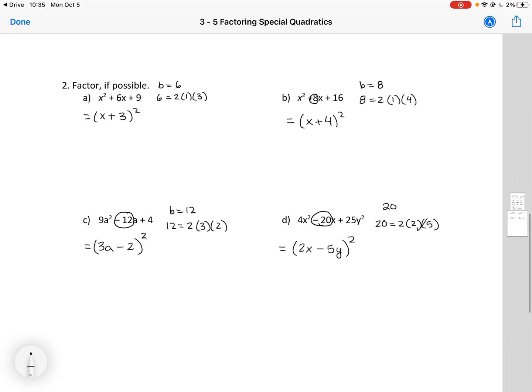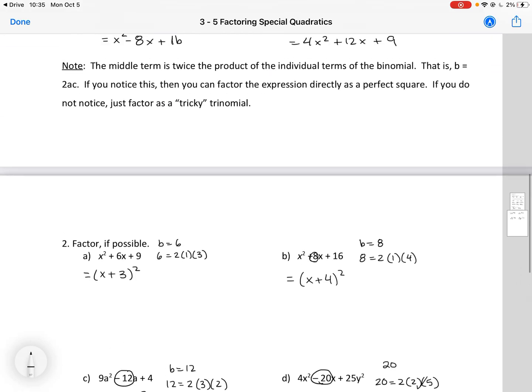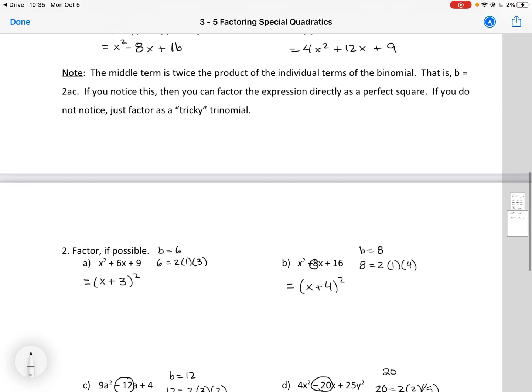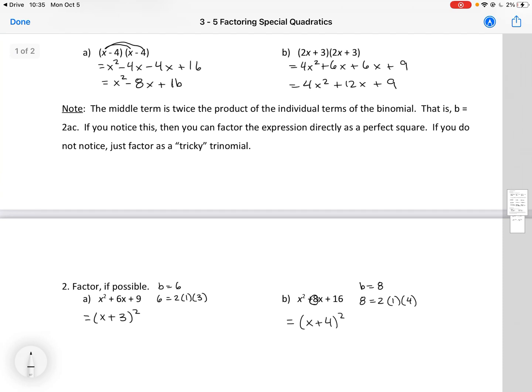Those are some examples of perfect square trinomials. If you don't see those right away, it's okay. You just need to factor as a tricky trinomial. And what I'm going to add up here is I'm going to say that a and c are your square roots of the coefficients, as we demonstrated down here in example 2.